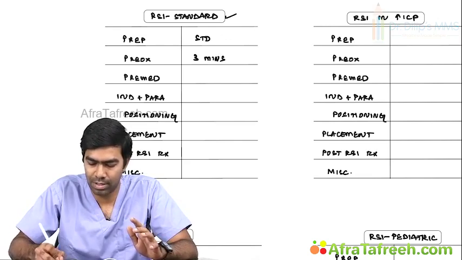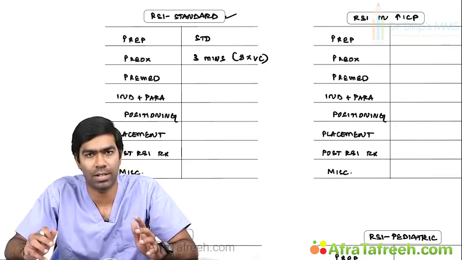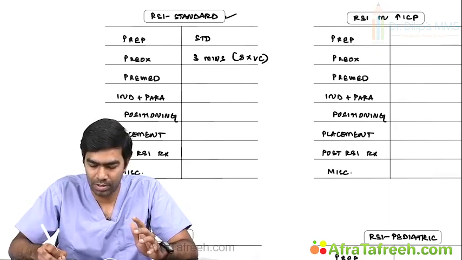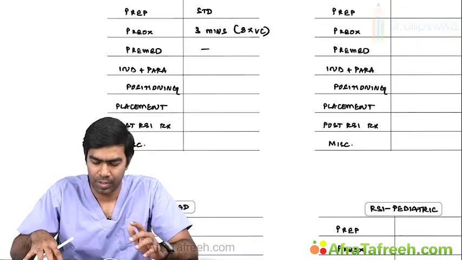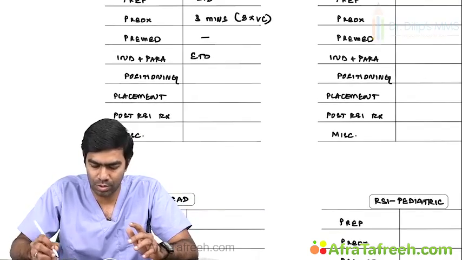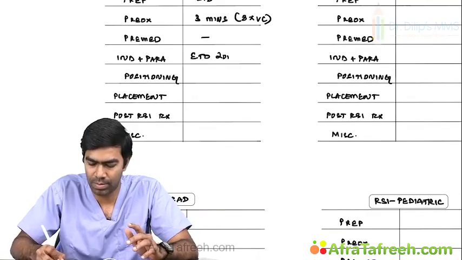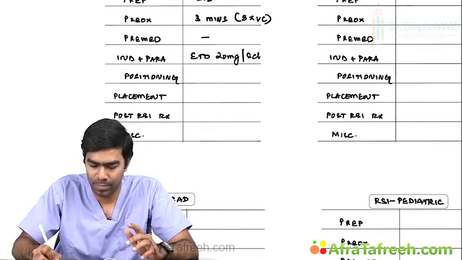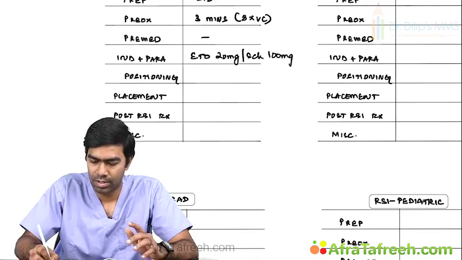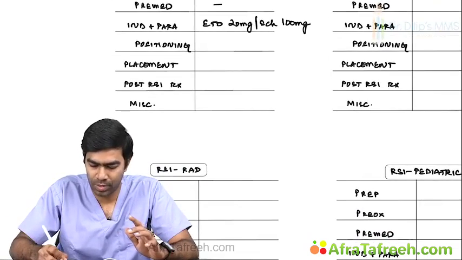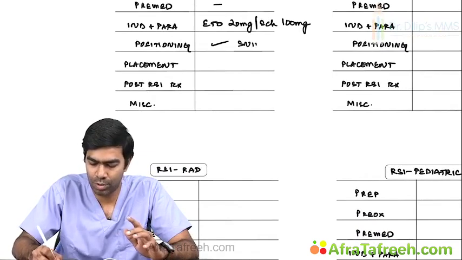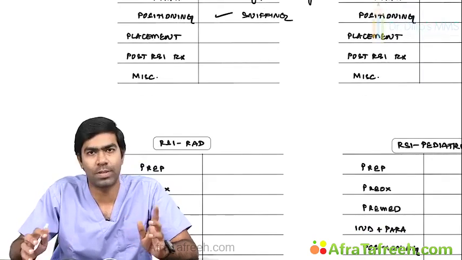Oxygenation 3 minutes or at least 8 vital breaths, equivalent to 8 vital capacity breaths. And pre-meds usually nil. We don't give any pre-meds for a standard RSI. Induction and paralysis, we are going to use etomidate 20 mg IV and succinylcholine 100 mg IV. Standard RSI, usual standard dose. Positioning, yes, standard sniffing position. Placement, yes, there's no special precautions.